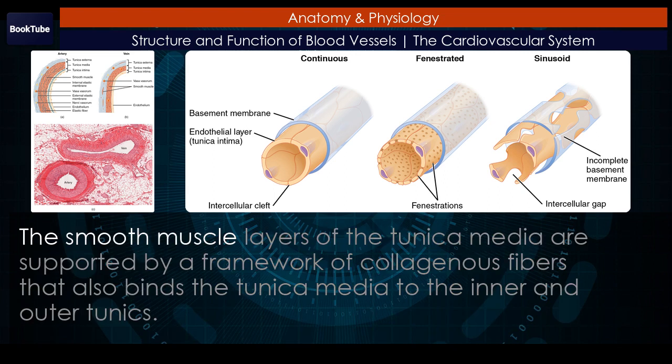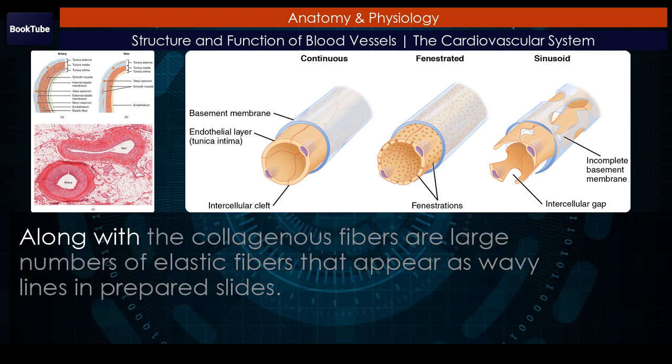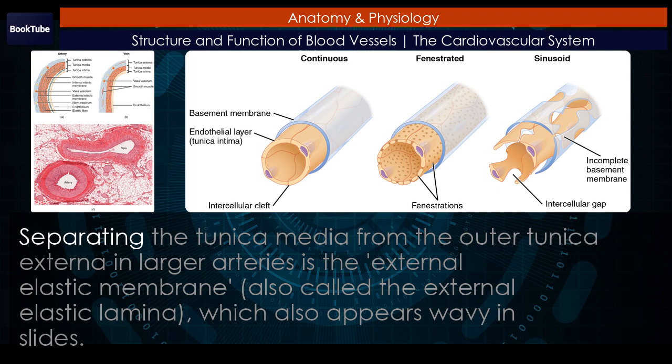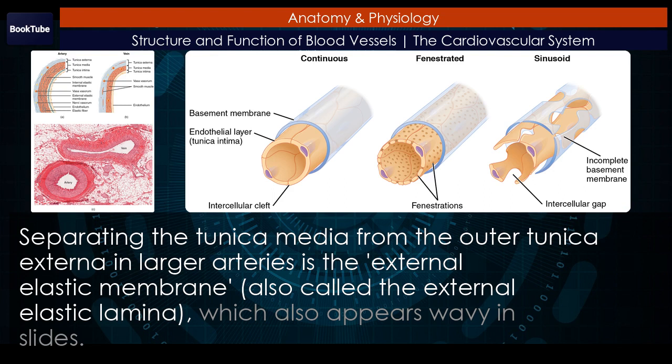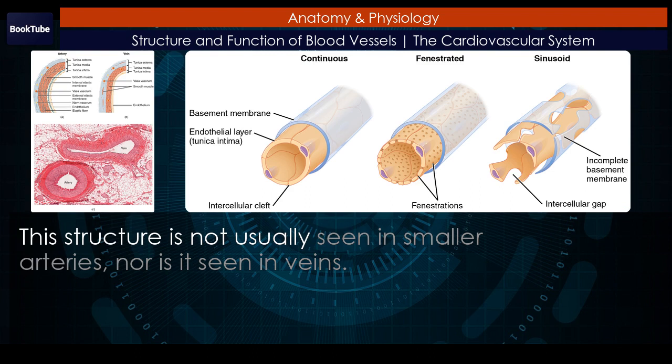The smooth muscle layers of the tunica media are supported by a framework of collagenous fibers that also binds the tunica media to the inner and outer tunics. Along with the collagenous fibers are large numbers of elastic fibers that appear as wavy lines in prepared slides. Separating the tunica media from the outer tunica externa in larger arteries is the external elastic membrane, also called the external elastic lamina, which also appears wavy in slides. This structure is not usually seen in smaller arteries, nor is it seen in veins.